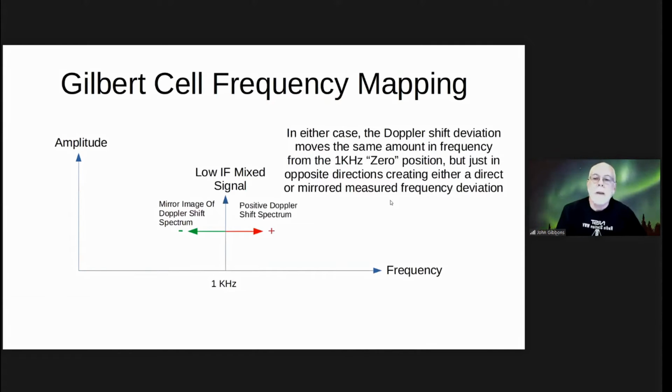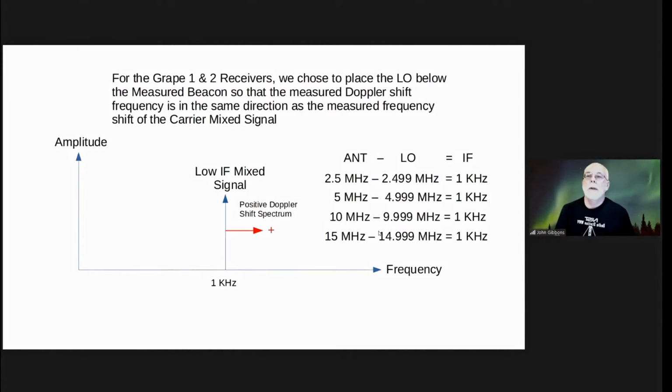So for our measurement system, we have the choice of using either the positive or negative spectrum. And our reference point is where the two ideal signals would end up mixed together, which in our case is 1 kilohertz. So for the Grape 1, the local oscillator was set to a kilohertz below the beacon frequency we're looking at.